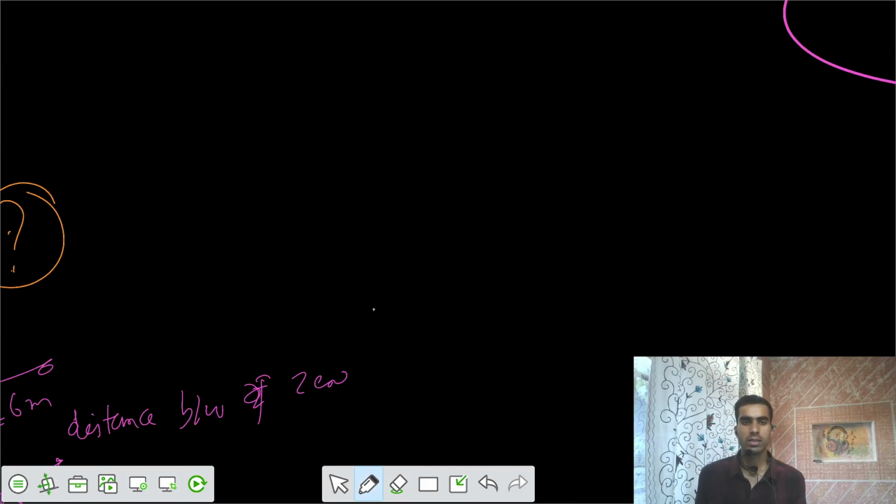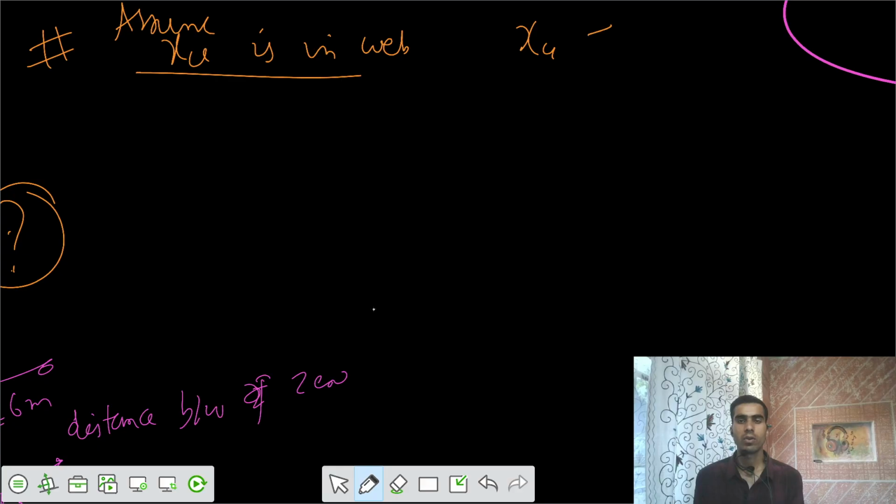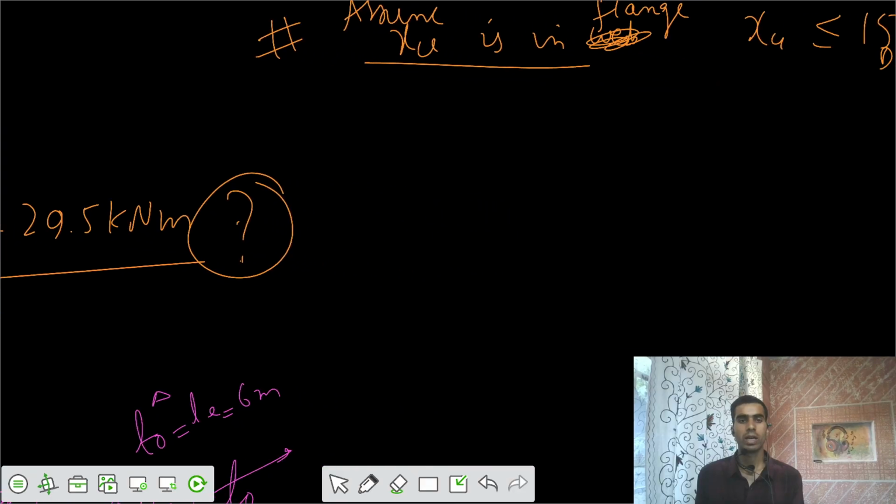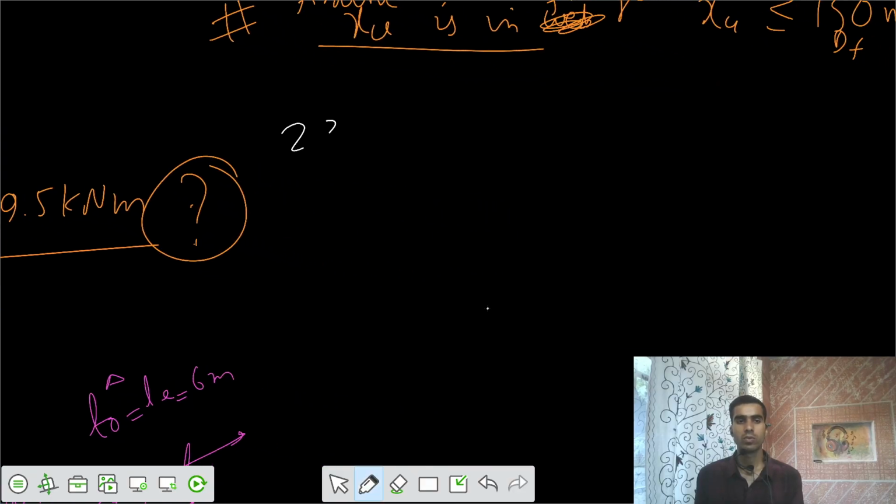Let's assume that neutral axis is in the flange. So assumption starts. Assume XU is in the flange. That means we are going to say XU is less than or equal to 150 millimeters, because your DF is 150. So based on this one, let's equate that moment, 229.5 times 10 power 6 Newton millimeters, that I am equating to the equation.